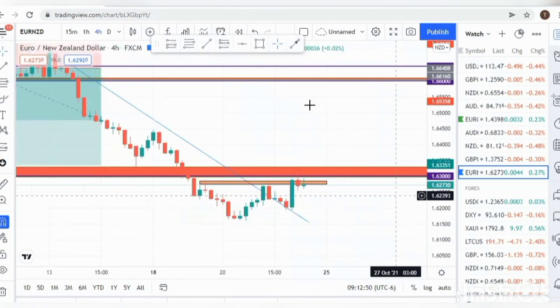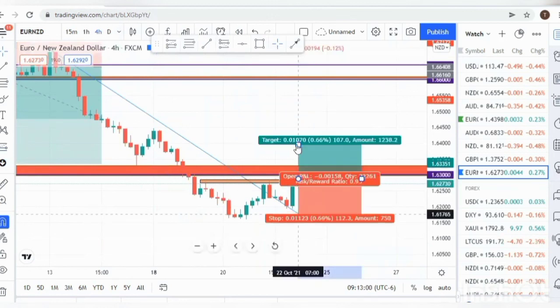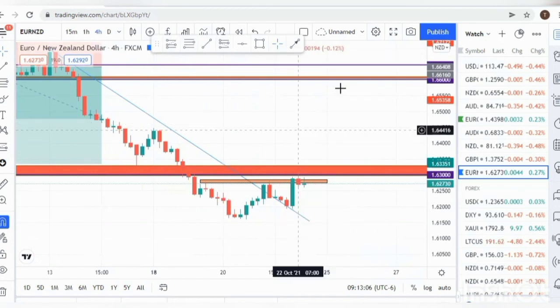So it's very wrong for you to start buying from here. If you are doing this now, it's very wrong, because this market can suddenly start to drop. It's possible. So what we are expecting in this trade is for this structure to get broken.